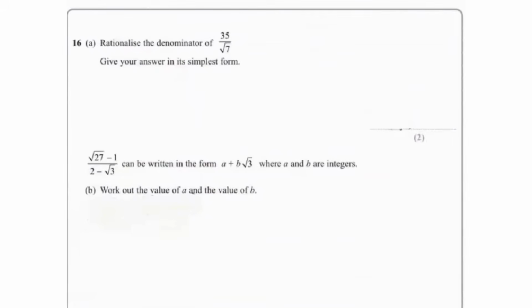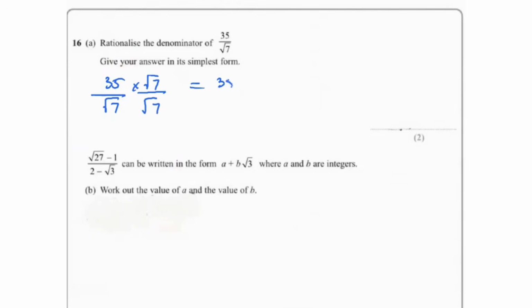Then rationalize the denominator of 35 over root 7. So when we're rationalizing a denominator and there's a surd in the denominator, what you will do is multiply and divide the fraction by that surd. So that's going to be 35 over root 7 times root 7 divided by root 7.